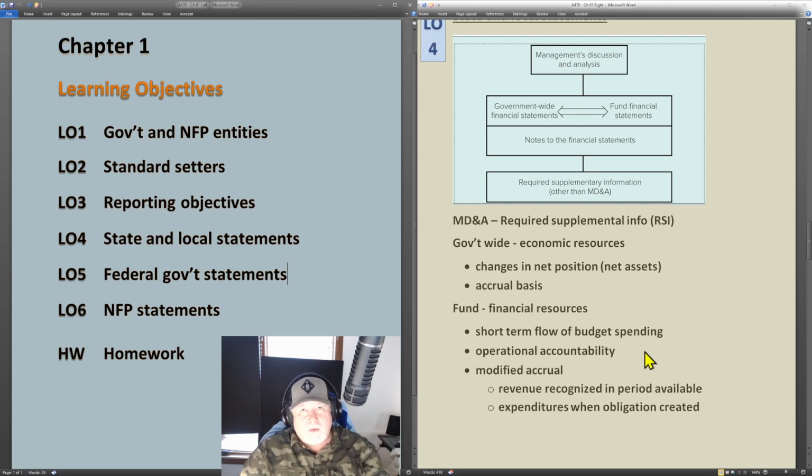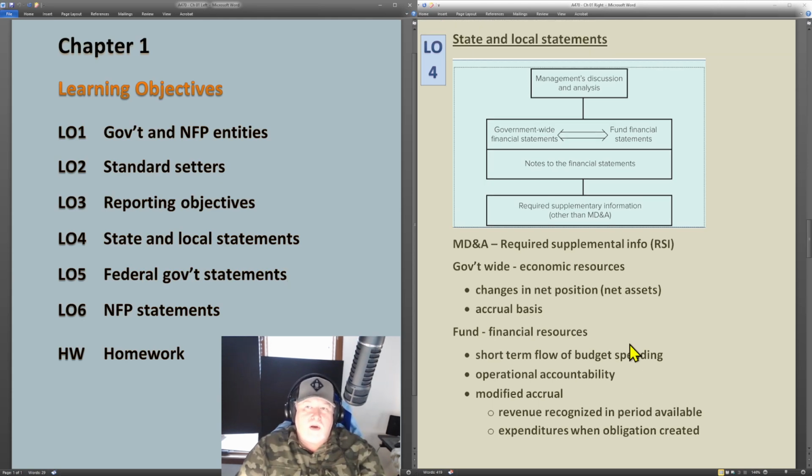There are going to be some points where we will use the word expense, because certain types of not-for-profits, the non-governmental not-for-profits, are based upon FASB. And so we would use the word expenses there. Here, remember, we're looking at state and local governments. The state and local governments are guided by GASB.